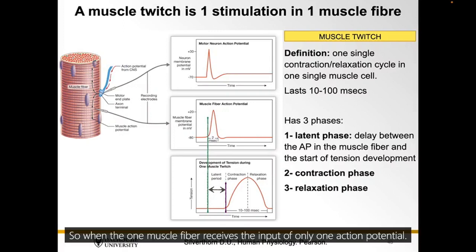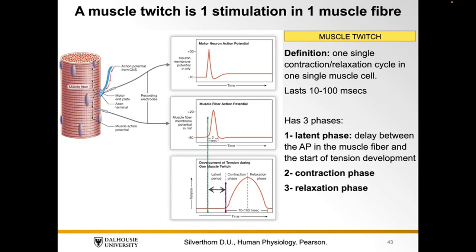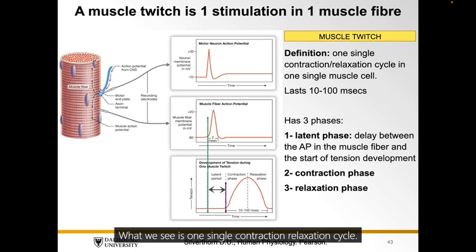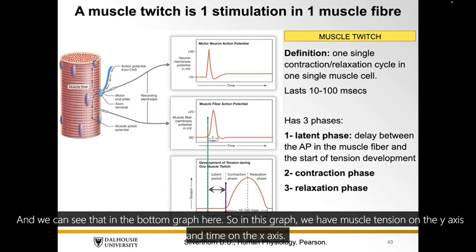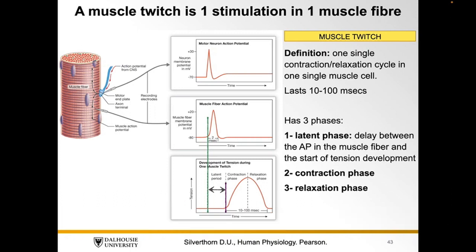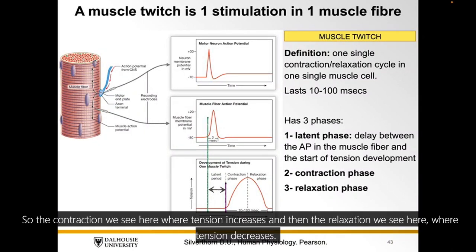So when the one muscle fiber receives the input of only one action potential, what we see is one single contraction-relaxation cycle. And we can see that in the bottom graph here. In this graph, we have muscle tension on the y-axis and time on the x-axis. So a muscle twitch would be a single contraction and relaxation cycle. The contraction we see here, where tension increases, and then the relaxation we see here, where tension decreases.